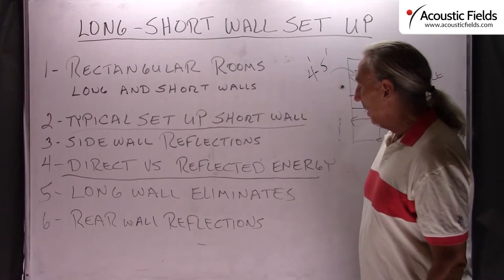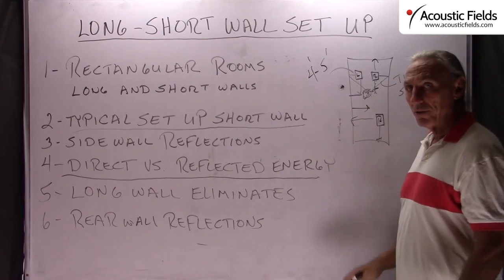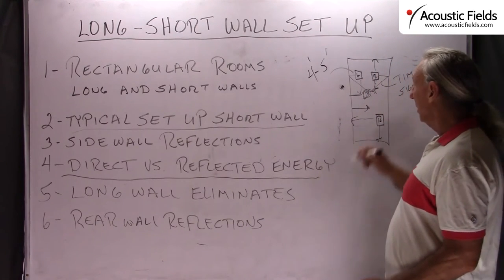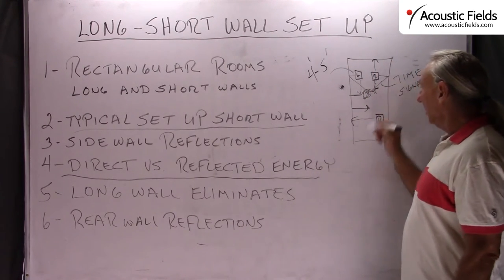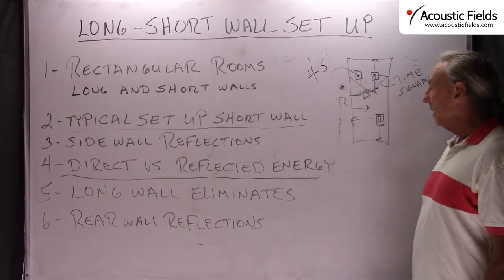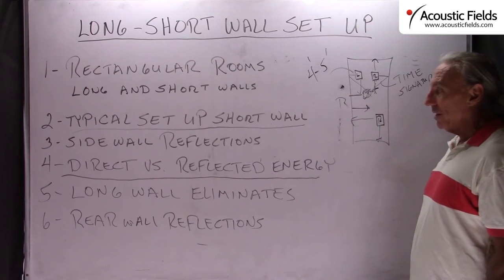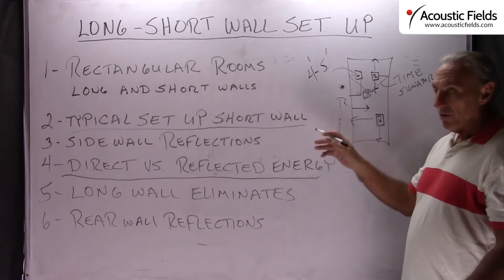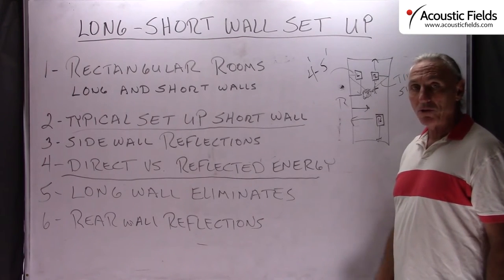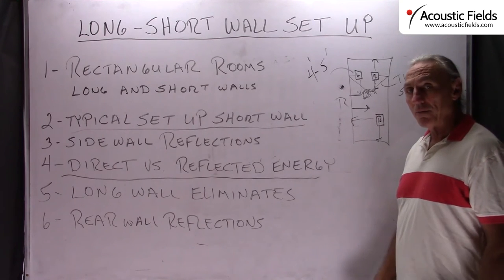So short wall setups, smaller sidewall distances, more need for time domain reflection management. Long wall setup, less of a distance on the sidewalls, but then the rear wall, in this case, comes into play, and then we have to treat the rear wall because we don't want that energy coming back on us. So it's kind of a balancing act. Depends on what your objective is, always usage, what you're trying to do in the room, and the distances that we have to work with.